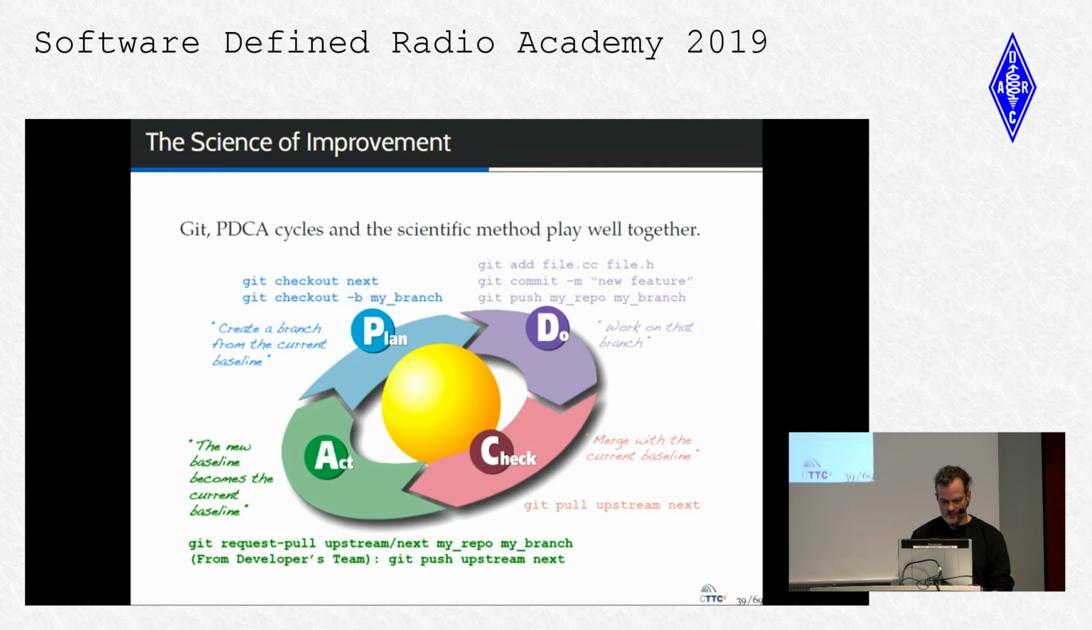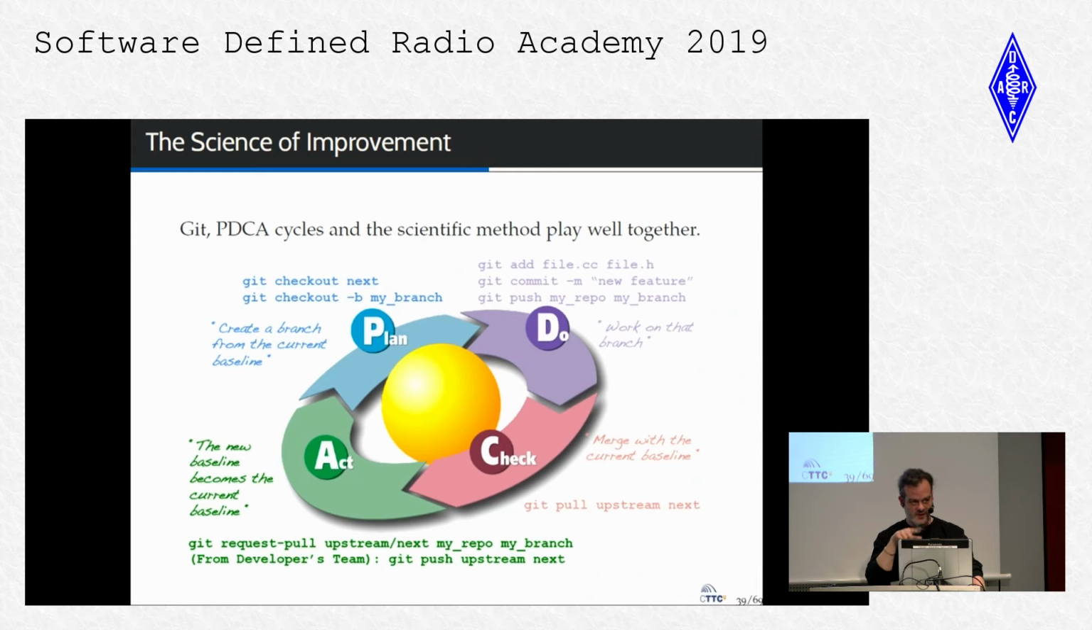This use of Git is quite nice because it's very well connected to the scientific method. These people talk about plan, do, check, act cycles, which are a pretty nice fit to the scientific method, in which first of all you plan, you create a branch from the current baseline, then you start to do work on that. Then you check that your work is actually correct, that you are not breaking anything. And if everything is nice, you inject this new feature, and it becomes the new baseline of the software.